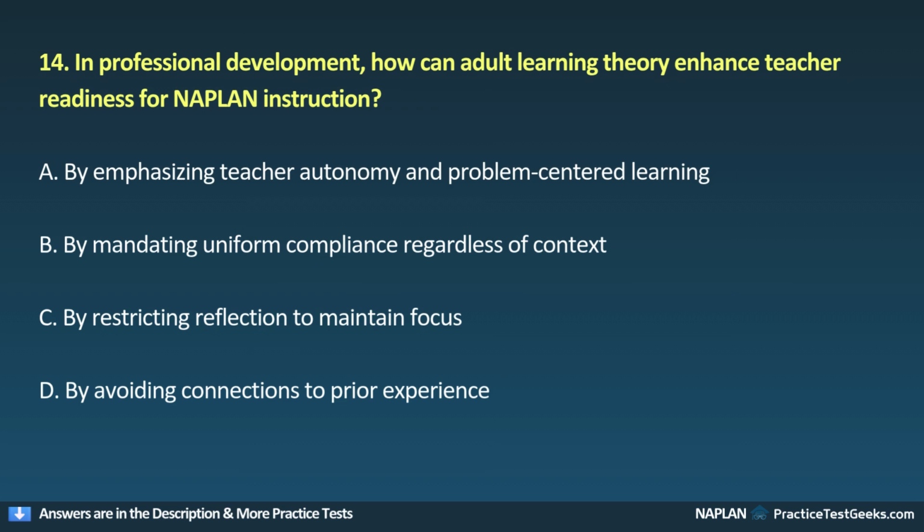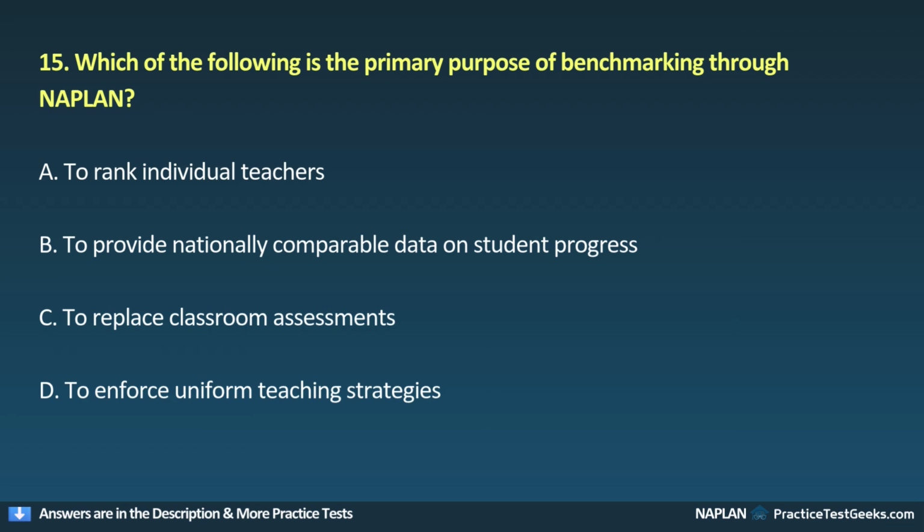A. By emphasizing teacher autonomy and problem-centered learning. B. By mandating uniform compliance regardless of context. C. By restricting reflection to maintain focus. D. By avoiding connections to prior experience. 15. Which of the following is the primary purpose of benchmarking through NAPLAN?